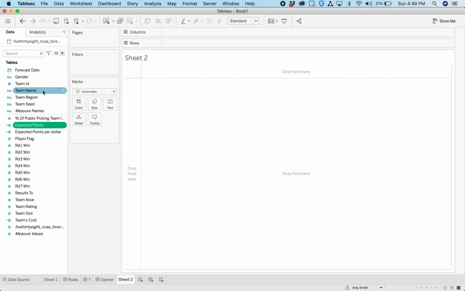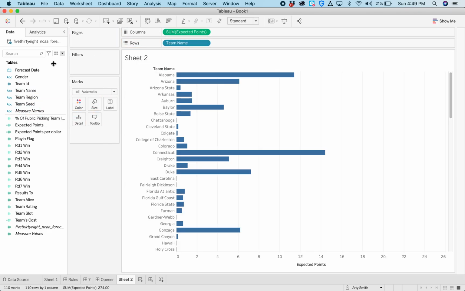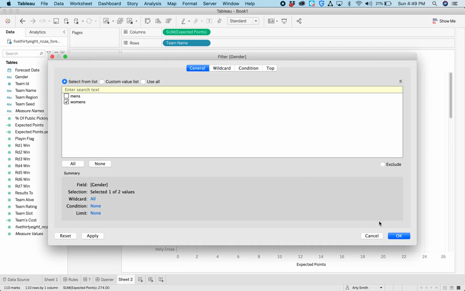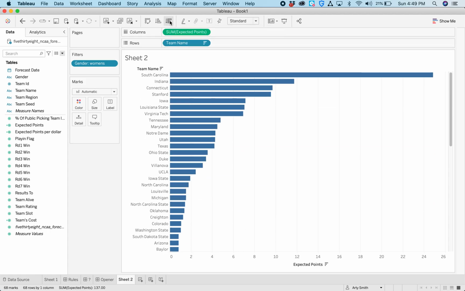And now that I've created that, we can take a look at which teams we expect to win the most points. Again, I'm going to start just with the women's here, and I'm going to sort it descending. We think South Carolina is going to win 24.85 points. They are way ahead, over twice the next team. Indiana, Connecticut, Stanford, Iowa, right on down the line.